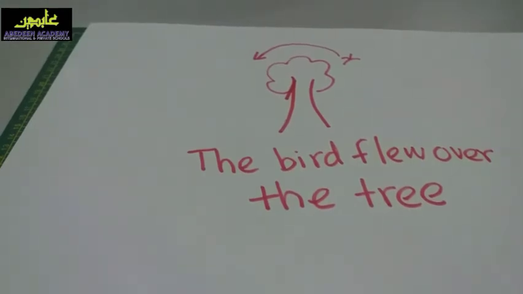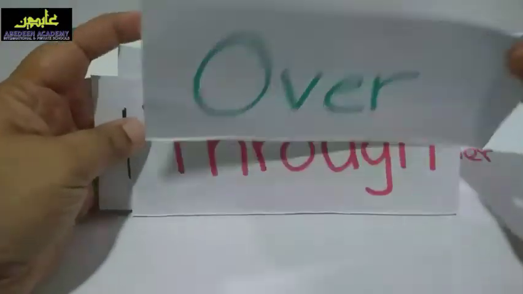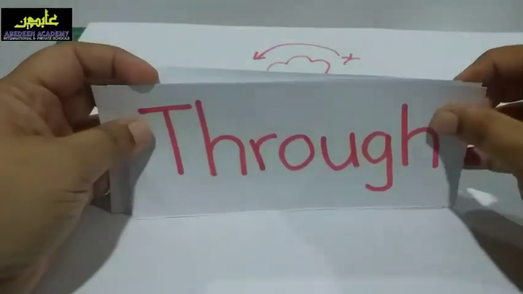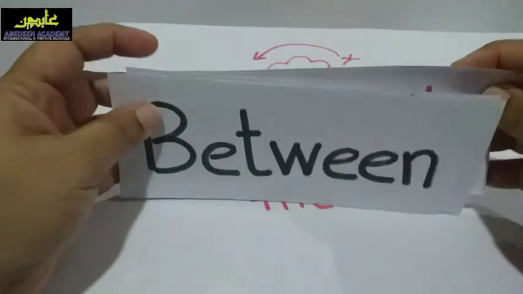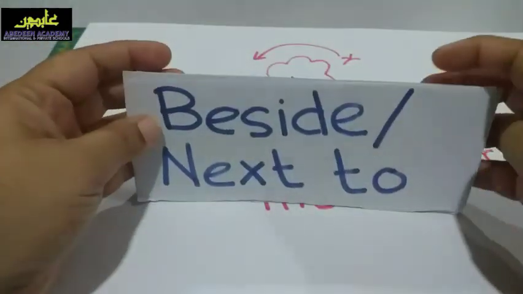So I want you all to make 2 sentences for each of the prepositions that we learned today. One is over, the next is through, the next is between, and the last one is beside or next to.